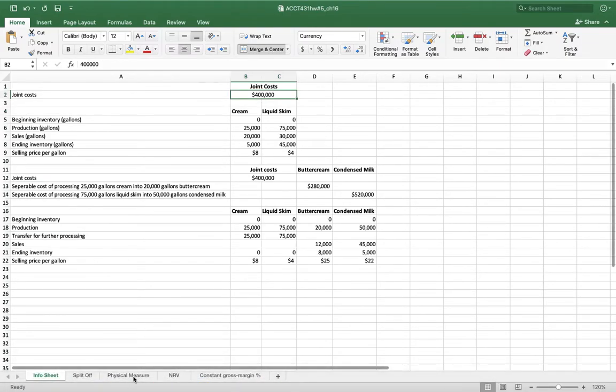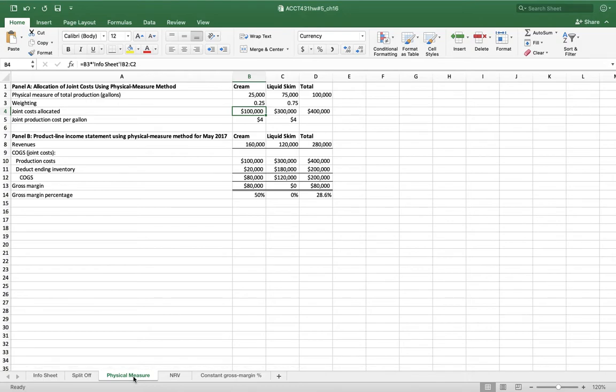So that'll give us 20,000. Deducting ending inventory is the ending inventory from the info sheet times the joint production cost per gallon, $4, gives us 20,000. Cost of goods sold is just the difference between the production cost and the deducting ending inventory. And the gross margin is the same, revenues minus cost of goods sold. And the gross margin percentage is also the same, gross margin divided by revenues.